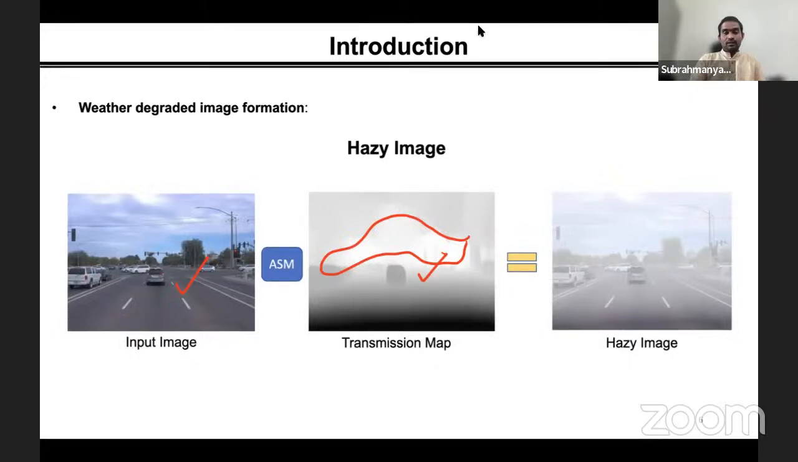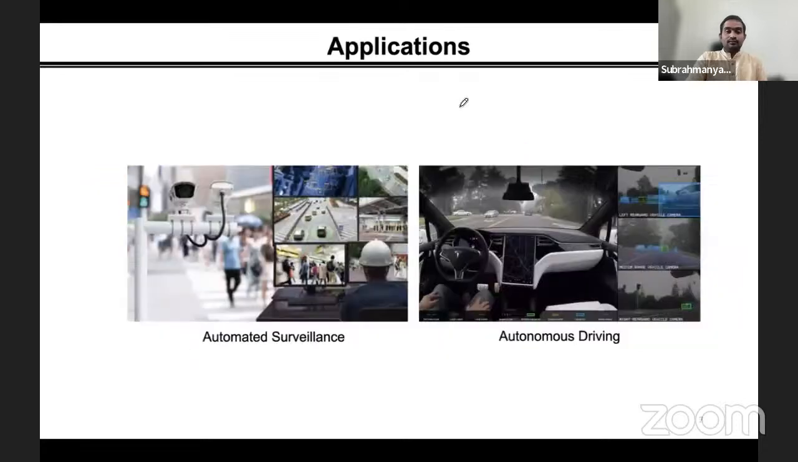So we can even take up questions in between. ASM means atmospheric scattering model. I have also explained how these images are acquired. Okay, so let me continue.